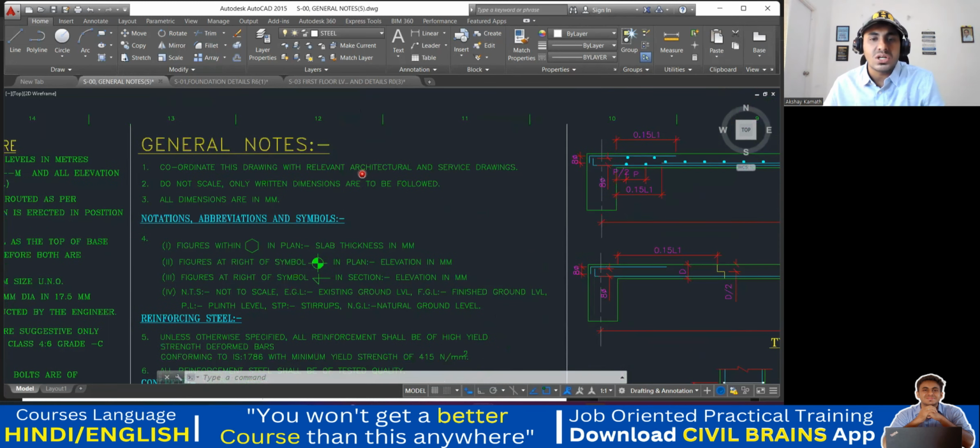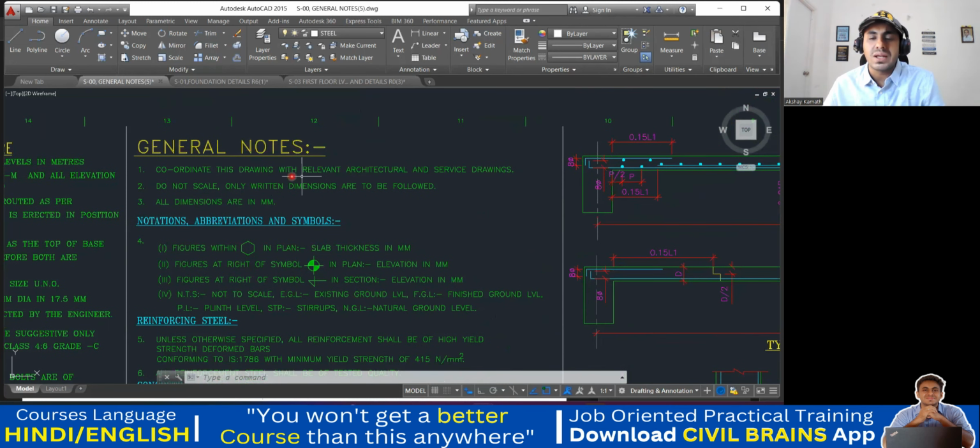So first, again, general notes. Coordinate this drawing with relevant architecture and service drawings. That means whatever architectural drawings you get, you need to correlate this drawing with that. And service drawings, in the sense of MEP, mechanical, electrical, and plumbing, will have separate drawings and a separate department. So with that, you need to correlate your structural drawing. Do not scale, only written dimensions are to be followed. All dimensions are in mm.